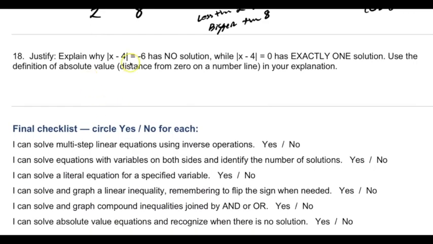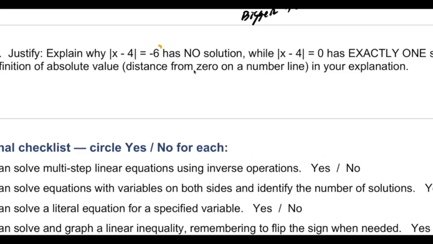Explain why |x minus 4| equals negative 6 has no solution, while |x minus 4| equals 0 has exactly one solution. Use the definition of absolute value to tell why. So in this case, remember, this is how far from 4. Like the number line here, this is 4, it's this guy. And this is saying you're negative 6 away from 4.